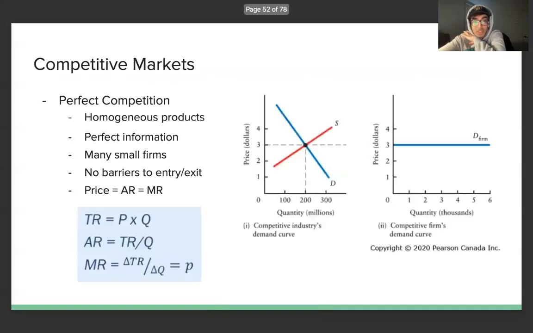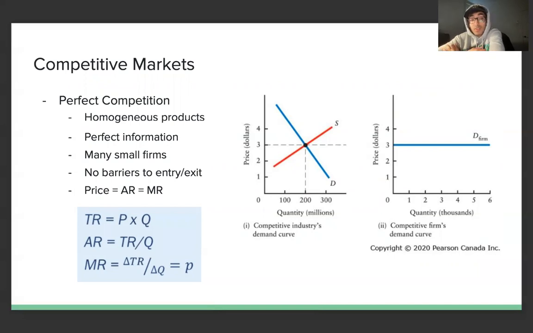Okay, let's move on to chapter 9, where we talk about different kinds of markets, and we'll start with competitive markets. So perfect competition is kind of an ideal market. It's hard to see. It doesn't happen in real life. It's more theoretical in nature. And the characteristics are as follows.